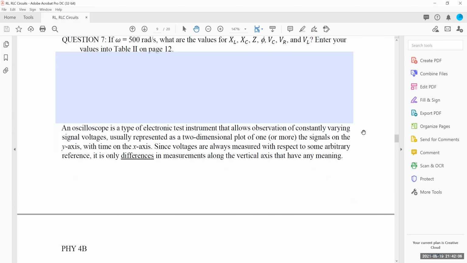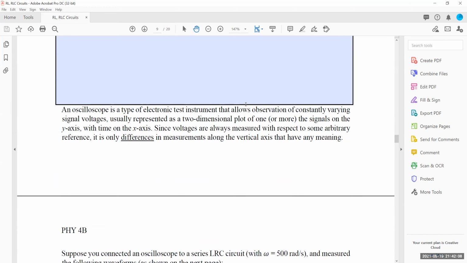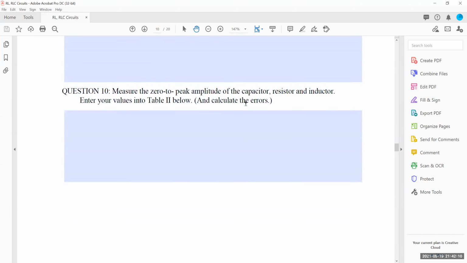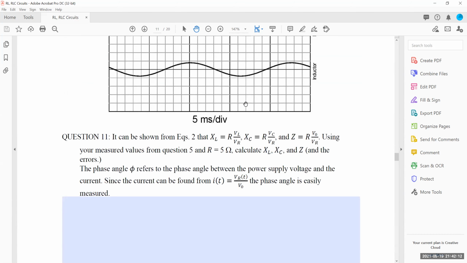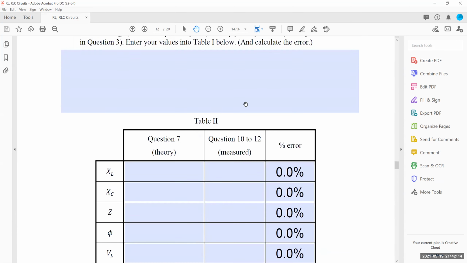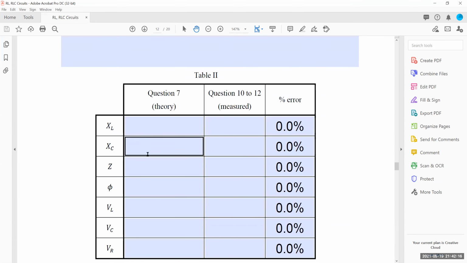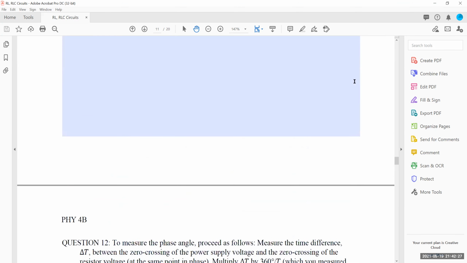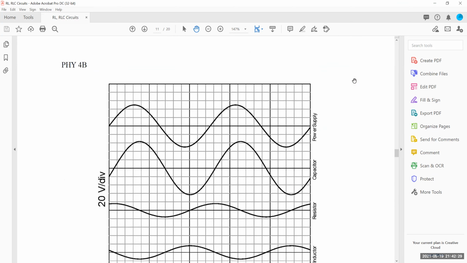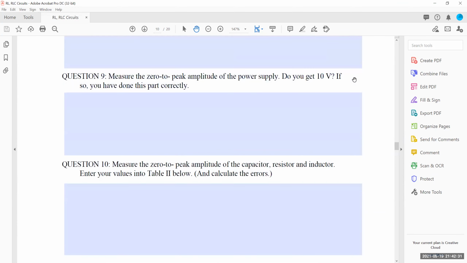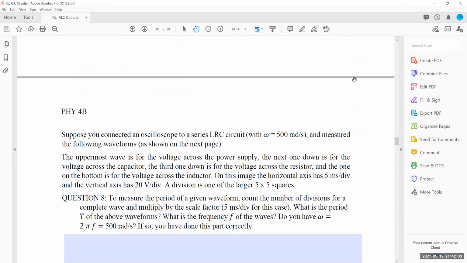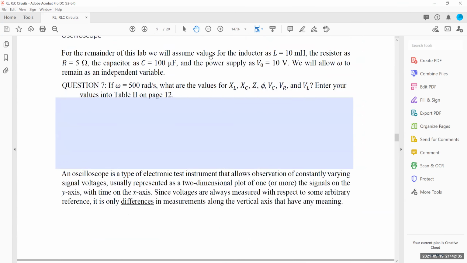Enter your data into that table. So in here, show me a little how you did some of the calculations, but you go into the table in here. And this is what you calculated: XL, XC, Z, Phi, VL, VC, and VR. So this is based on your calculation in here. So these are calculated values from question 7. If you go back to question 7, what is question 7? This is what that deal is.